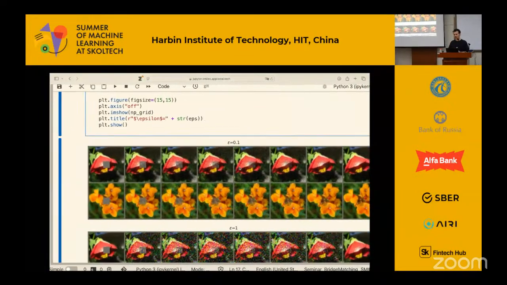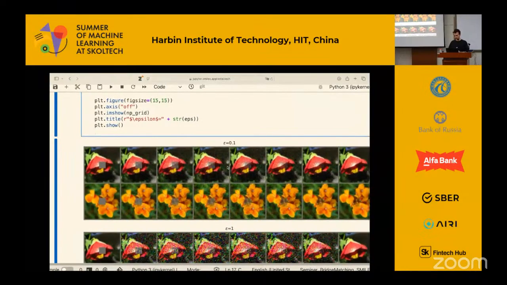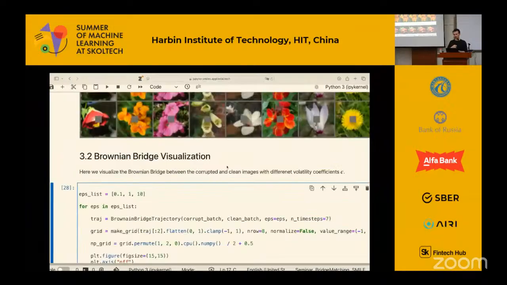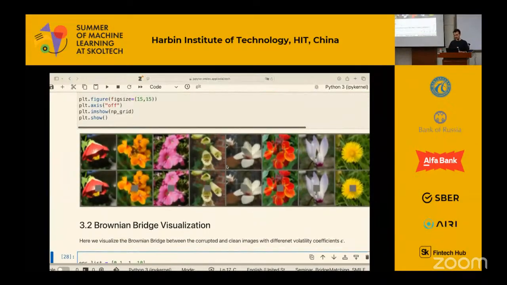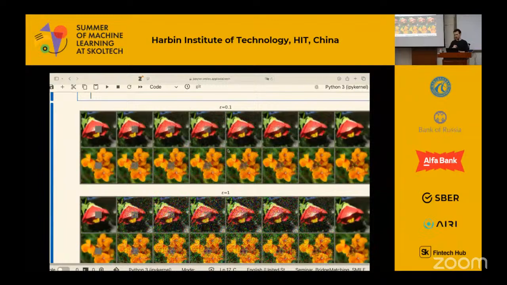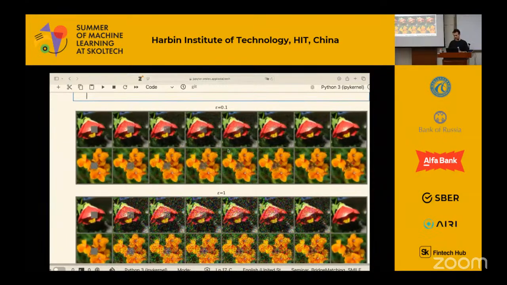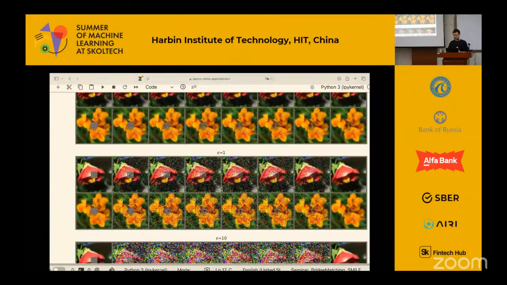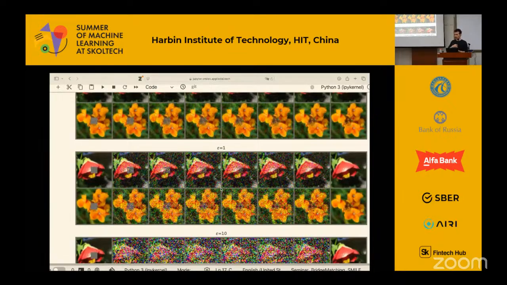And also the stochasticity will help during the generation. Without stochasticity, it would be again just flow matching, and flow matching is actually a relatively bad model to perform data-to-data translation because of the lack of stochasticity. And so you can see the Brownian bridge interpolation with higher stochastic coefficient. You can see that it becomes more and more noisy.